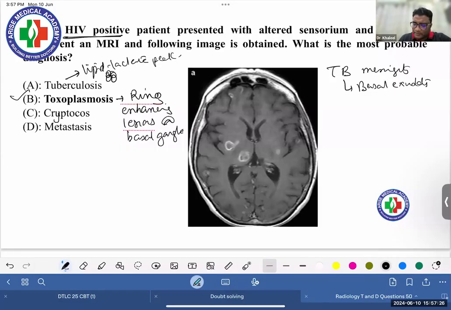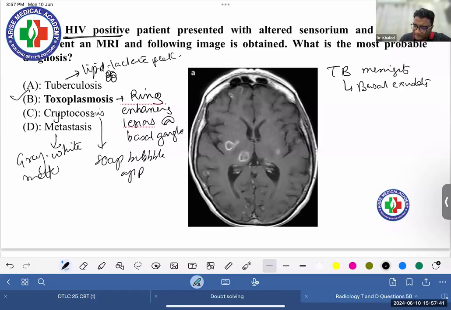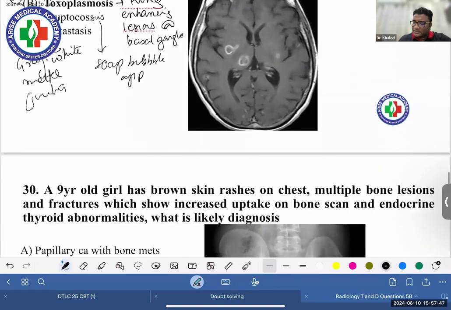Cryptococcus will have a soap bubble appearance on MR. And metastasis will not be in this area, they will be in the periphery at the gray white matter junction. So these are the different ring enhancing lesions. Next thing.